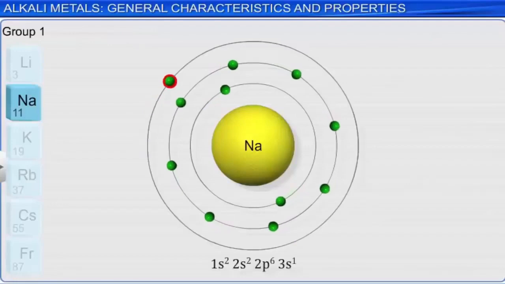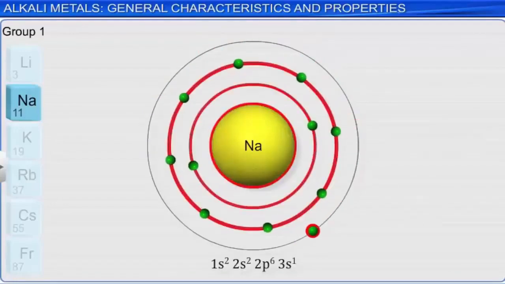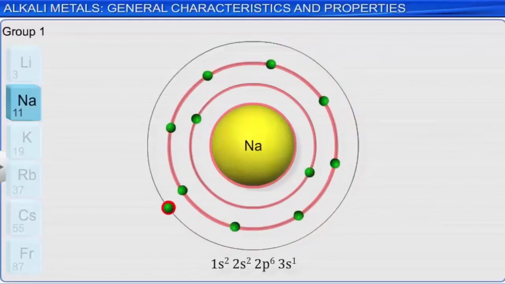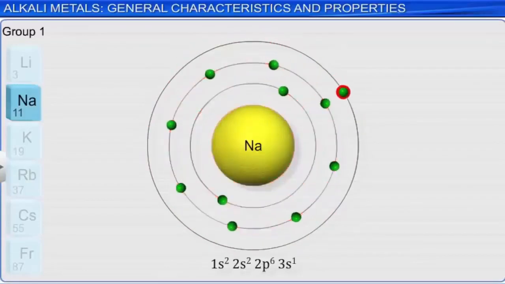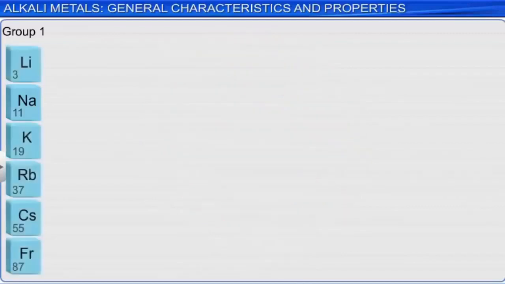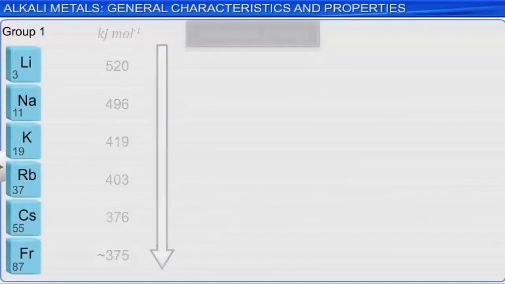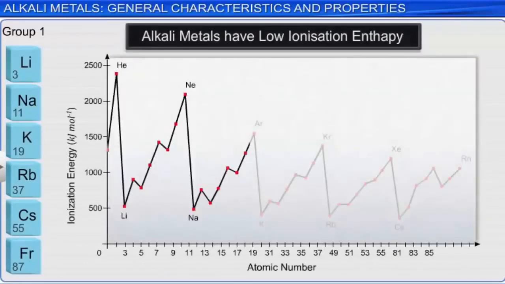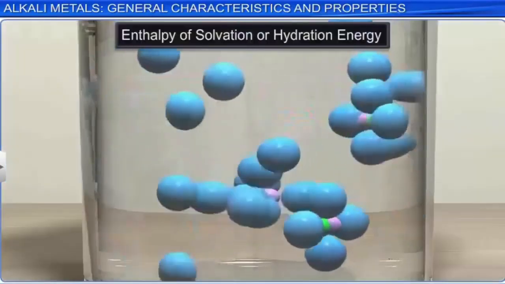Regarding ionization enthalpy, alkali metals have the lowest ionization enthalpy compared to other elements present in the respective period. As we go down the group, the ionization enthalpy decreases due to the increase in atomic size. In addition, the number of inner shells also increases. Why do these elements exhibit a decrease in ionization energy? Because of the increase in the size of the ions.